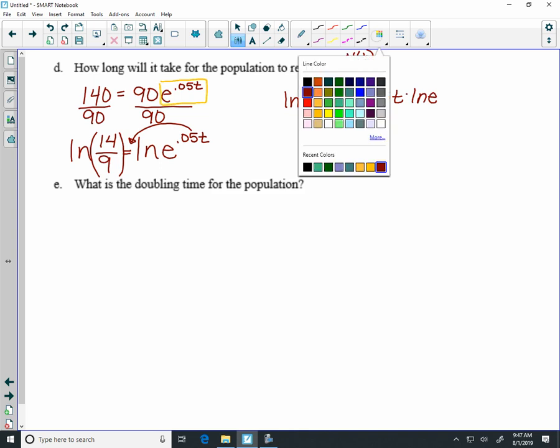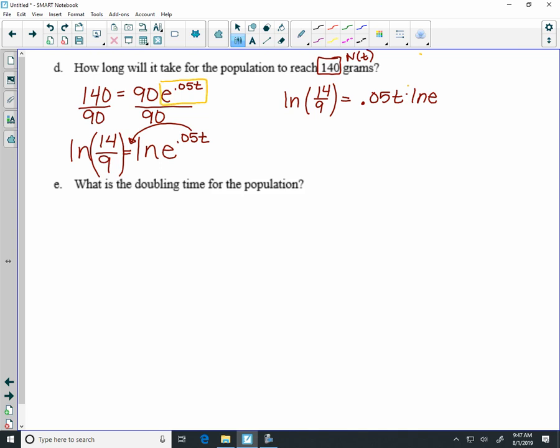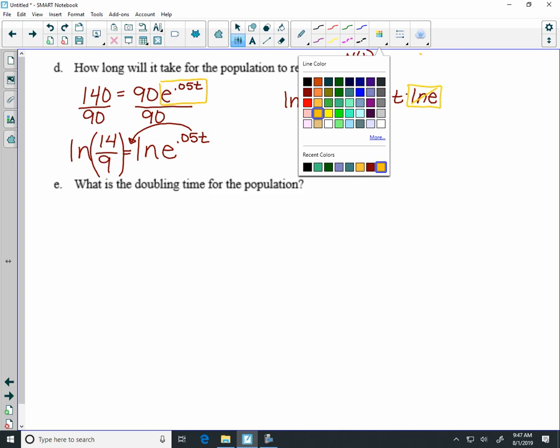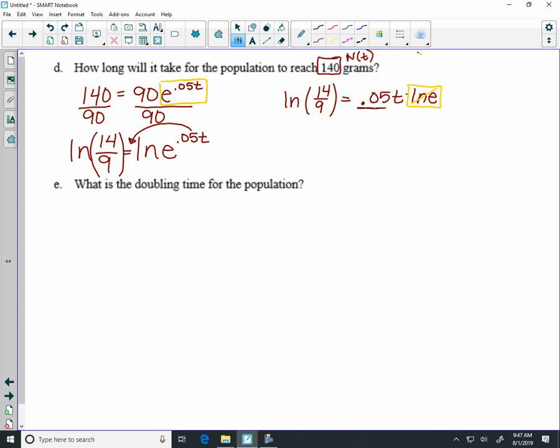Two things left to do. One is recognize ln of e is 1. So here we have 0.05 times t times 1. So ln of e is gone. The other thing you want to do is get t all by itself. We are solving for t, so we're going to divide both sides by 0.05. You want to be careful here that 0.05 is divided by everything. We're doing ln of 14/9 and dividing the whole thing by 0.05.